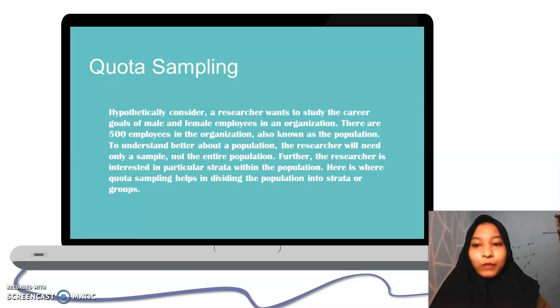Next is quota sampling. Hypothetically, consider a researcher wants to study the career goals of male and female employees in an organization. There are 500 employees in the organization, also known as the population. To understand the population better, the researcher will need only a sample, not the entire population. Further, the researcher is interested in particular strata within the population. Here is where quota sampling helps in dividing the population into strata or groups.